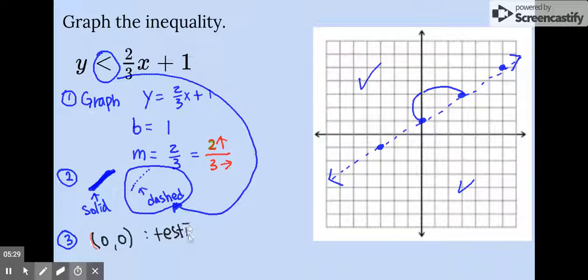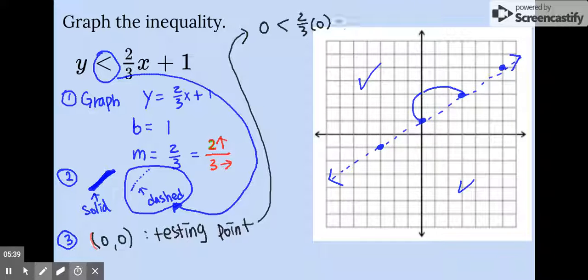Another question. And I'm going to use just 0, 0 all the time because 0, 0 makes everything easier. So now let's plug in 0. 2/3 times 0, plus 1. This part will be gone, right? So now 0 is less than 1. 0 is less than 1 because it's on the left side.